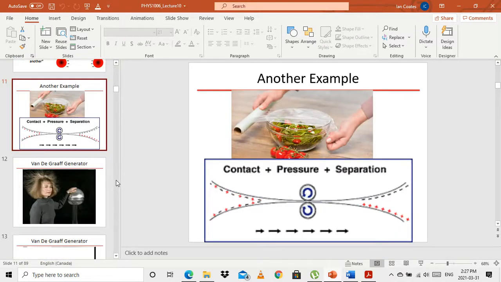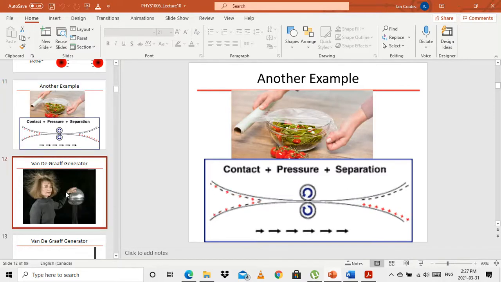Where do you see this? Cling wrap, right? Just the whole idea where using electrostatic forces, we're able to keep the saran wrap or plastic wrap onto the bowl so that it makes a nice tight seal.